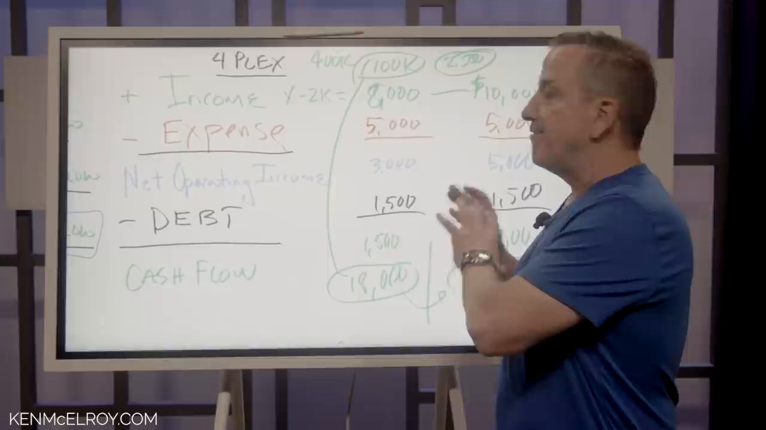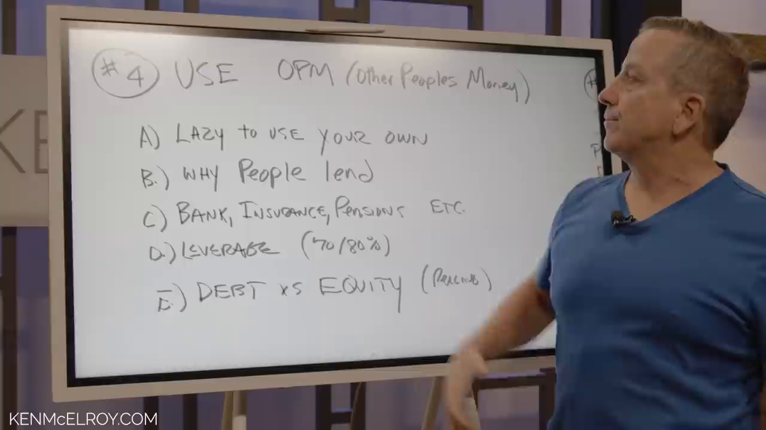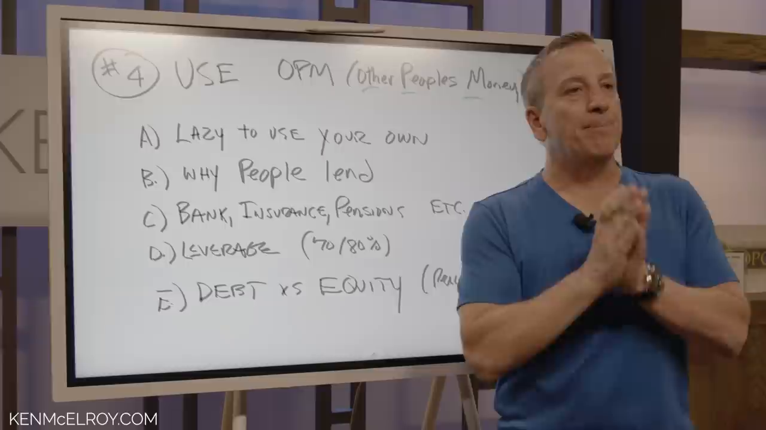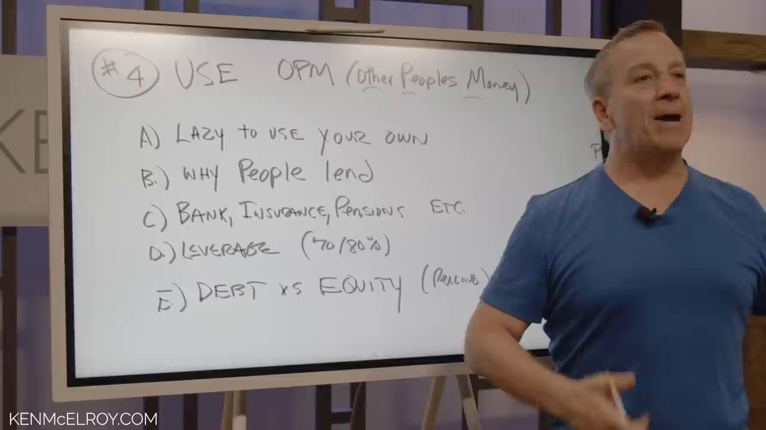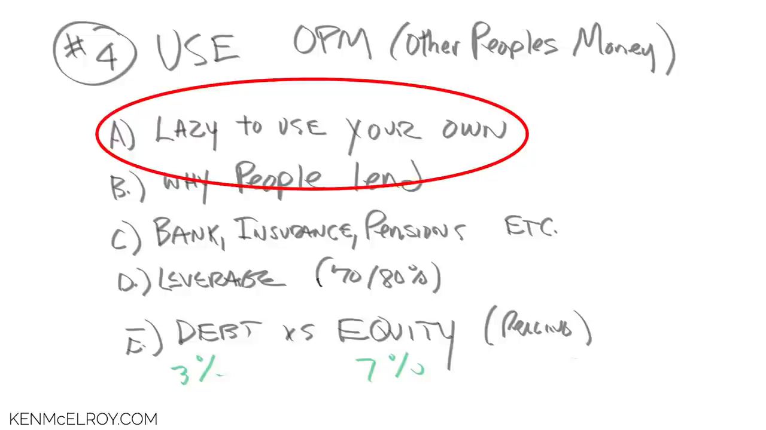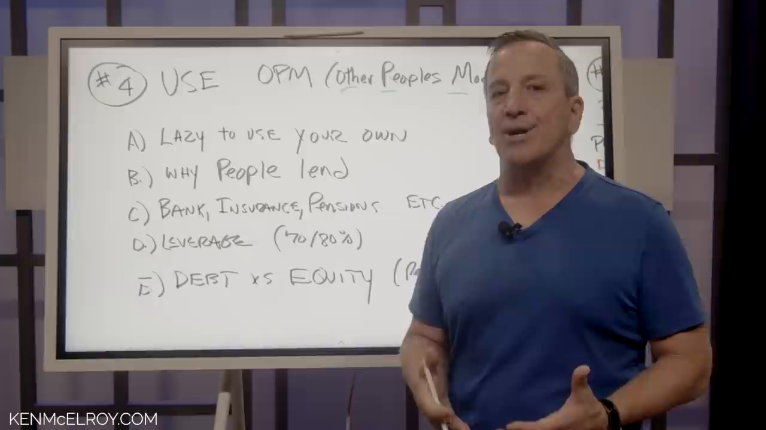So now let's take a look at using OPM or other people's money. This is a very important piece. So a lot of people don't understand the power of this, the power of leverage, the power of using other people's money. I believe that you're lazy if you use your own money. I used to do this when I first started. Obviously, you save as much as you can, you invest it all, and then soon you're out of cash.